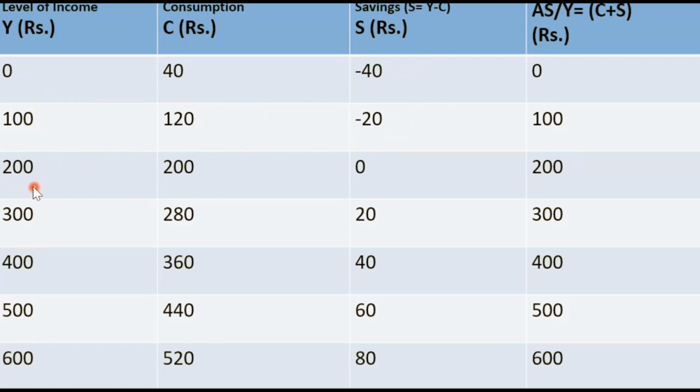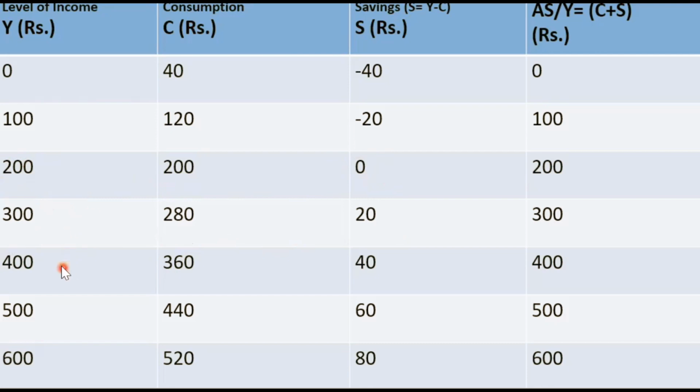Then when income is 200 and consumption is also 200, that means consumption and income both are the same, both are equal. So what will be the saving? 0. And when saving is 0, it is known as zero saving. That means the entire income is used up in consumption. And at the next level, when income is 300 and consumption is 280, that means your income is greater than consumption. So we will start saving this excess amount.